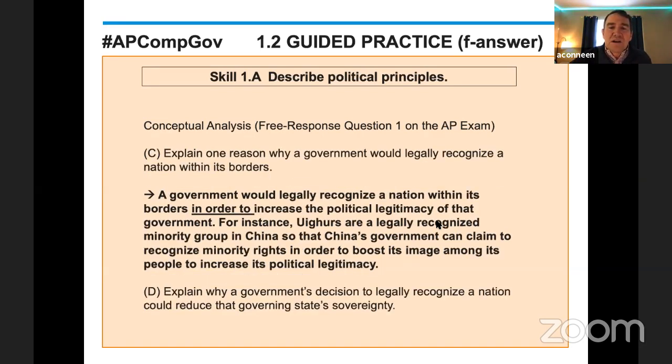Going on to answer more of this question, explain one reason why a government would legally recognize a nation within its borders.